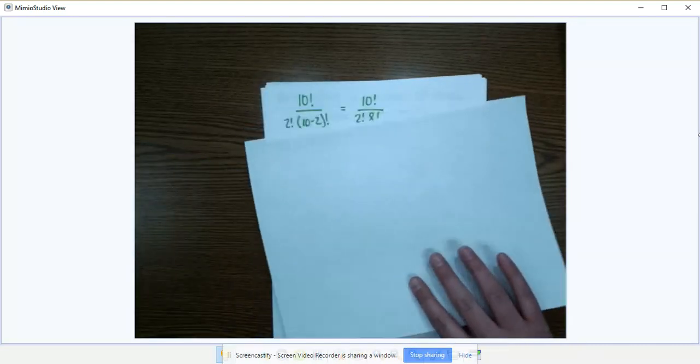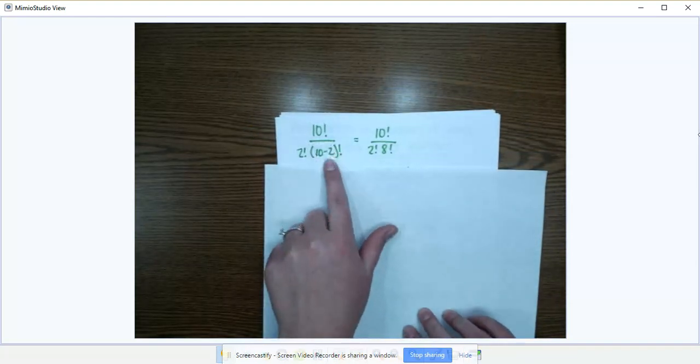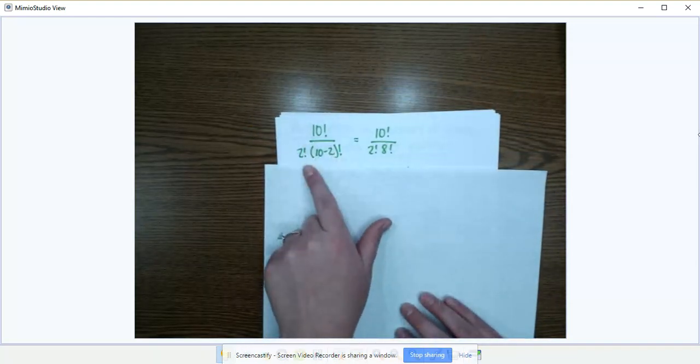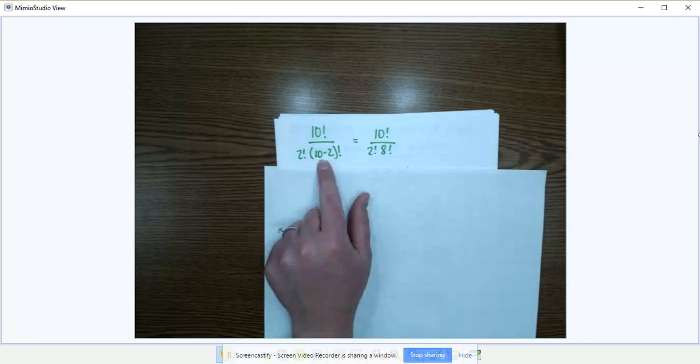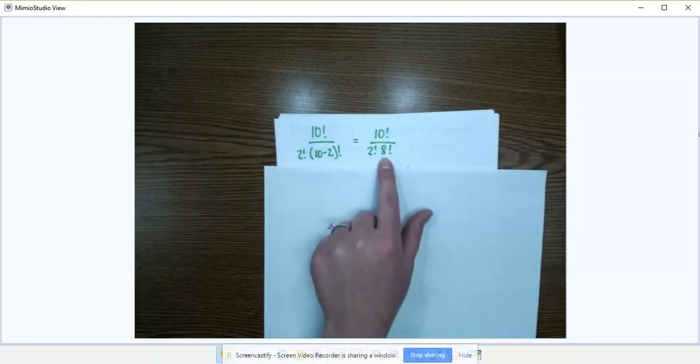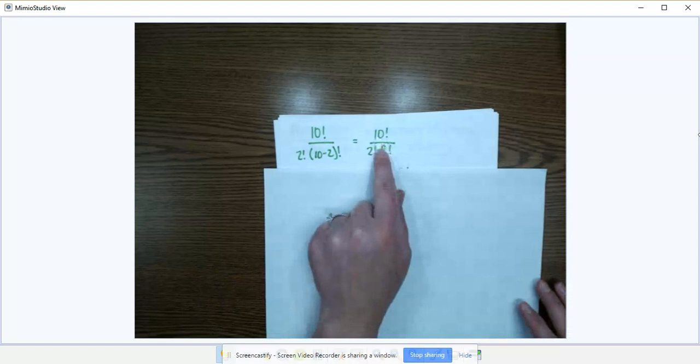Okay, we can use factorials in a little different way. We might have multiple factorials inside of a fraction. So 10 factorial over 2 factorial times 10 minus 2 factorial. We still are going to use order of operations here, so we'll simplify our parentheses first, and then we can go ahead and simplify. Now, we know that factorial means that we multiply every number below our particular number.